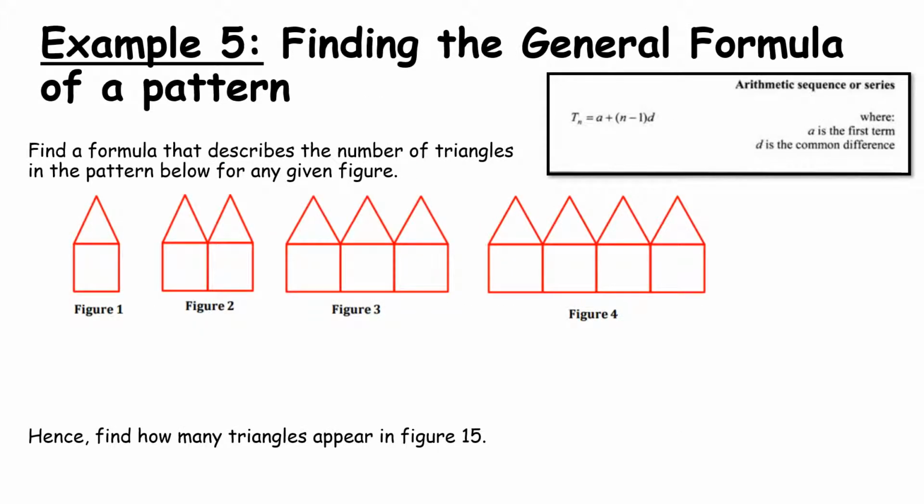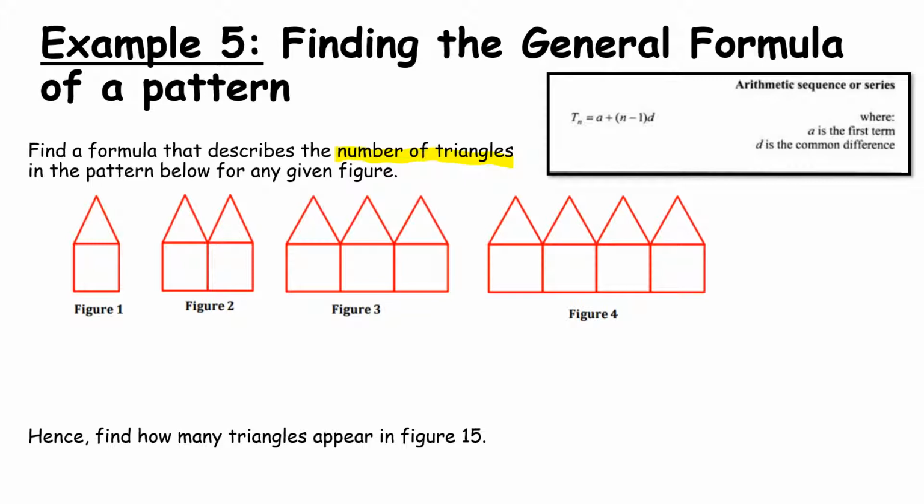Example 5, finding the general formula of a pattern. Find a formula that describes the number of triangles in the pattern below for any given figure. Here again, there are multiple shapes going on, and they've asked us specifically for the number of triangles. I'm going to work with the formula from our log tables, just because I find that a little bit more efficient, but if you prefer the table method, please go ahead.